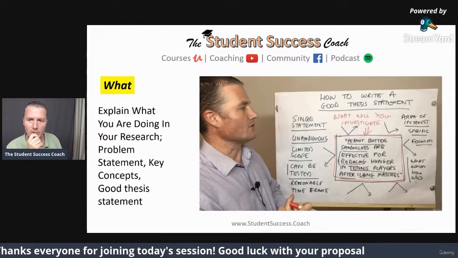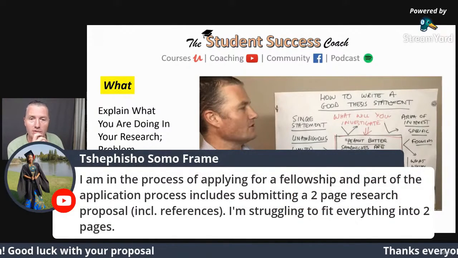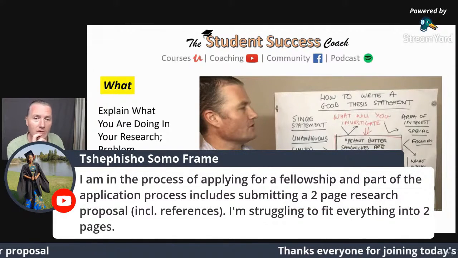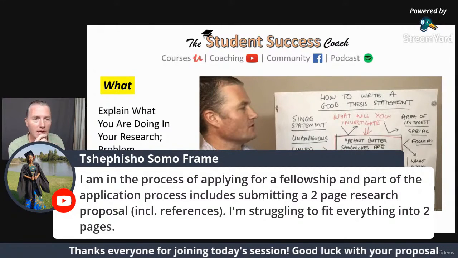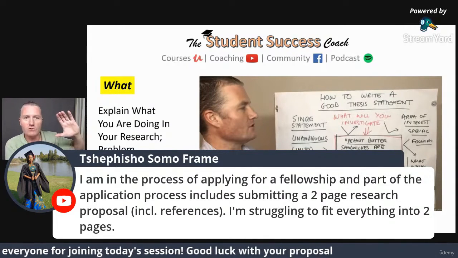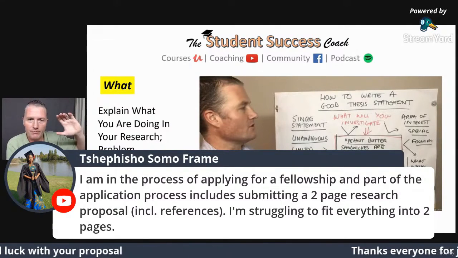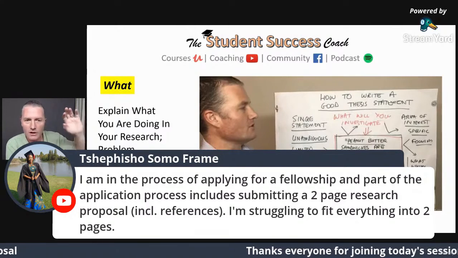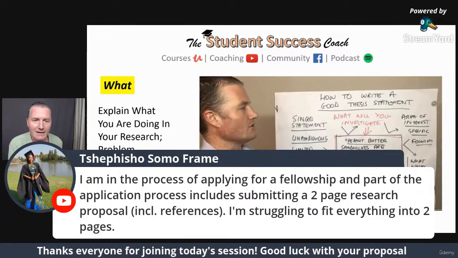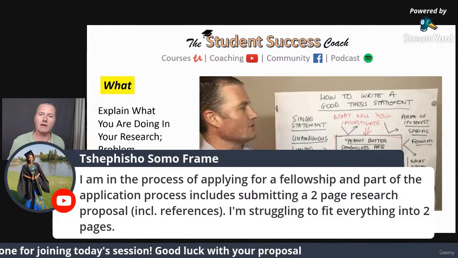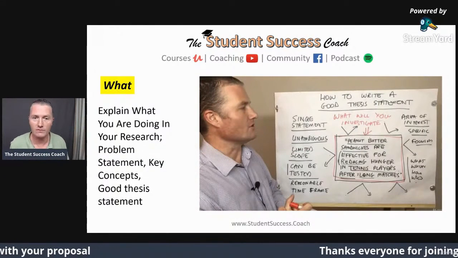Chapisho says he's in the process of applying for a fellowship, and part of the application process includes submitting a 2-page research proposal, including a reference. He's struggling to fit everything into 2 pages. Well, Chapisho, if you've just got 2 pages and you haven't been given a template, you should divide it up into 3 sections, just like I've got on the flip chart there, and on the previous slide: what are you doing, why are you doing it, and how you're doing it. You are going to struggle if you've got a lot of references to add in there. But with 2 pages, you just have to keep focused on these 3 big areas of work that you're going to have to do for your proposal.